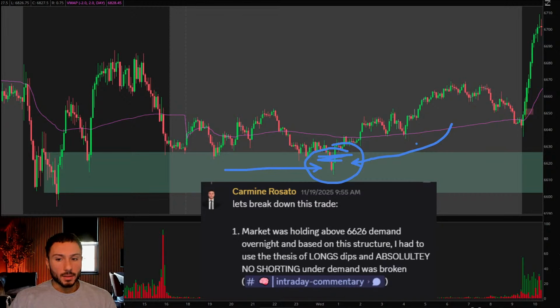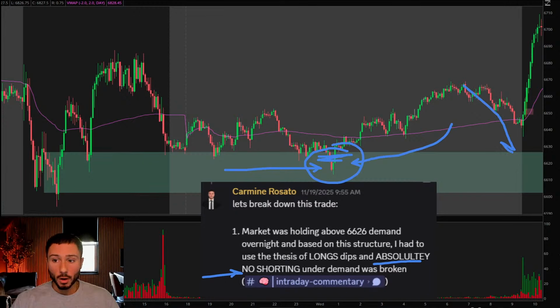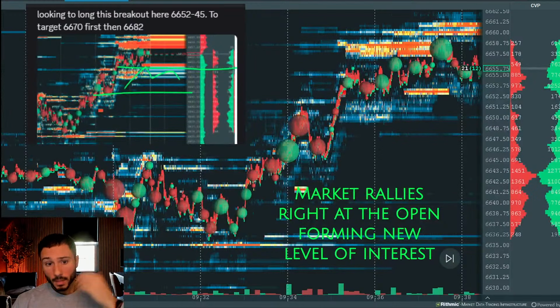When the market opened, my game plan was absolutely no shorting the market while trading above this level of demand. Because we bounced at it, there was absolutely no way that if the market sold off, I'm shorting the sell-off. In fact, I'm using it as a thesis to long every dip possible above this level of demand. So that's point number one: we bounced off this level of demand. I used it as context and I said, all right, I have to be bullish above this level of demand and I have to be long in pullbacks and buying dips. Then the market rallies. Here's our 9:30 open.